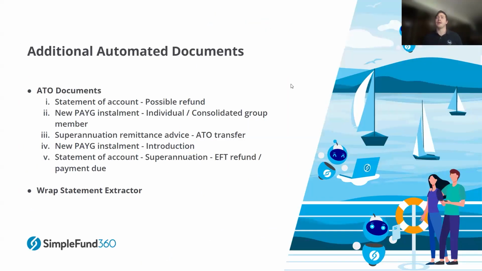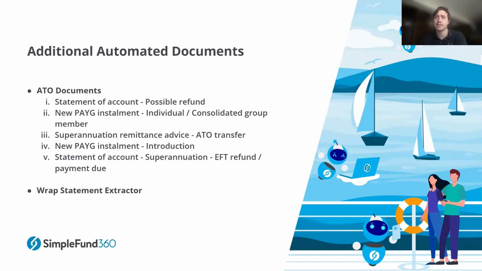Now, additional automated document types. We've branched out to automate a couple of other documents. The first one is our ATO documents. If no one knows what I'm talking about, that's okay, because the ATO documents feature has just been released in our latest software update. That just came out this past Thursday.